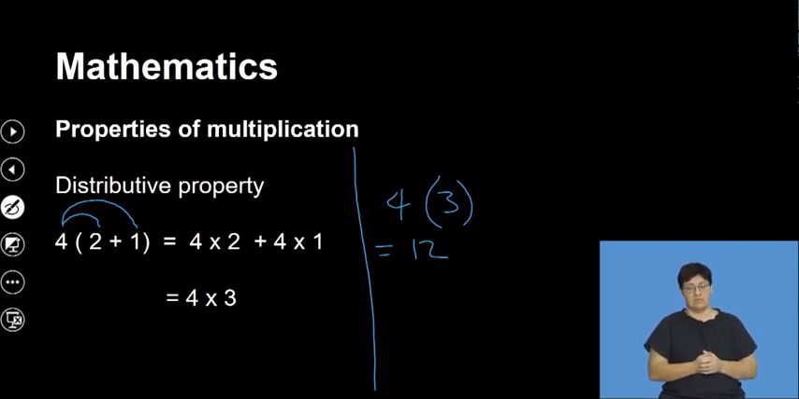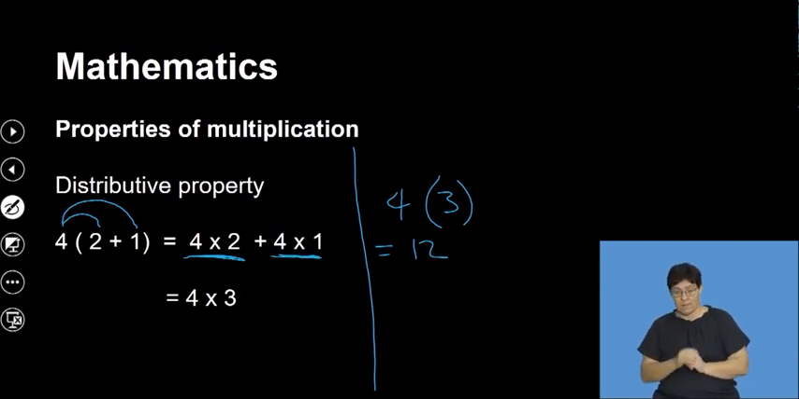But if I want to get the same answer, now using the distributive property, it means I will say the 4 multiplied by 2, which will give me the first part there, and then 4 multiplied by 1, which will give me the second part there.